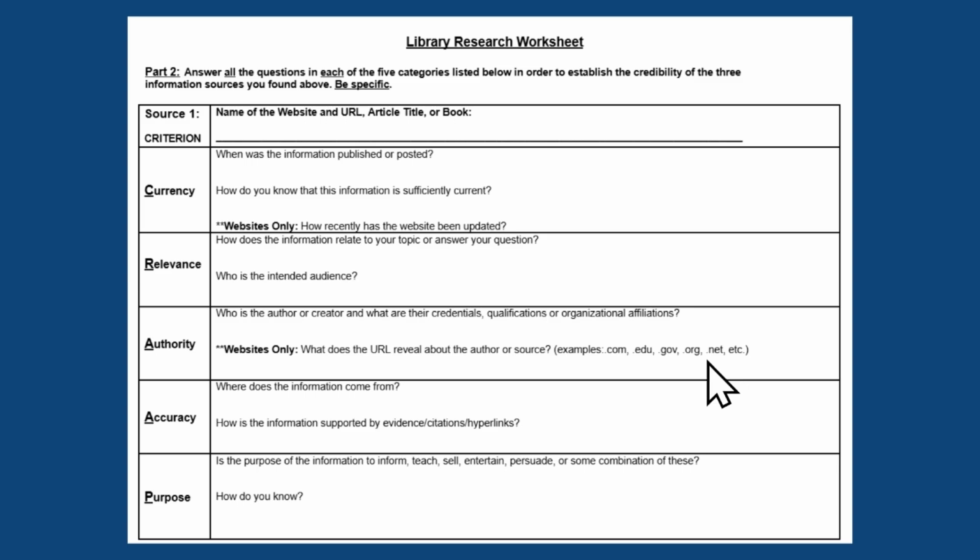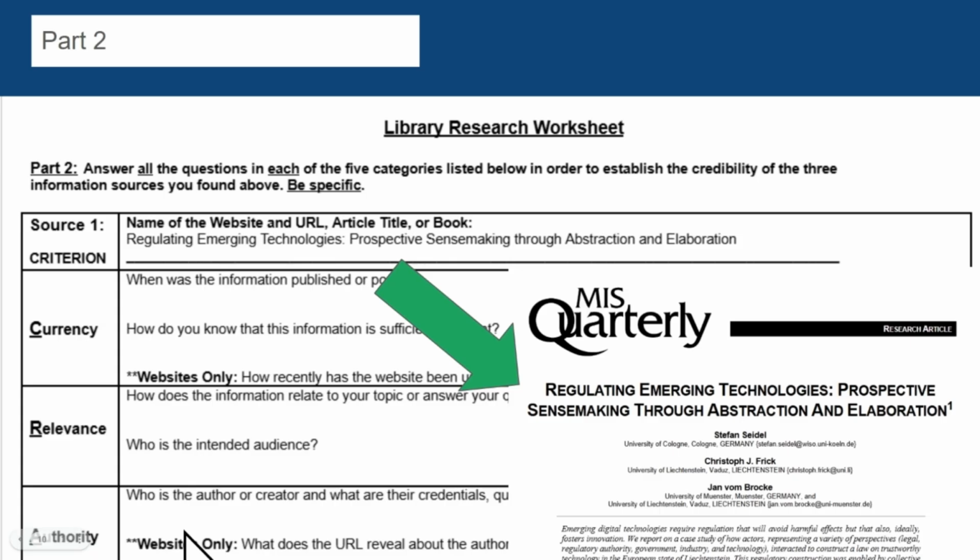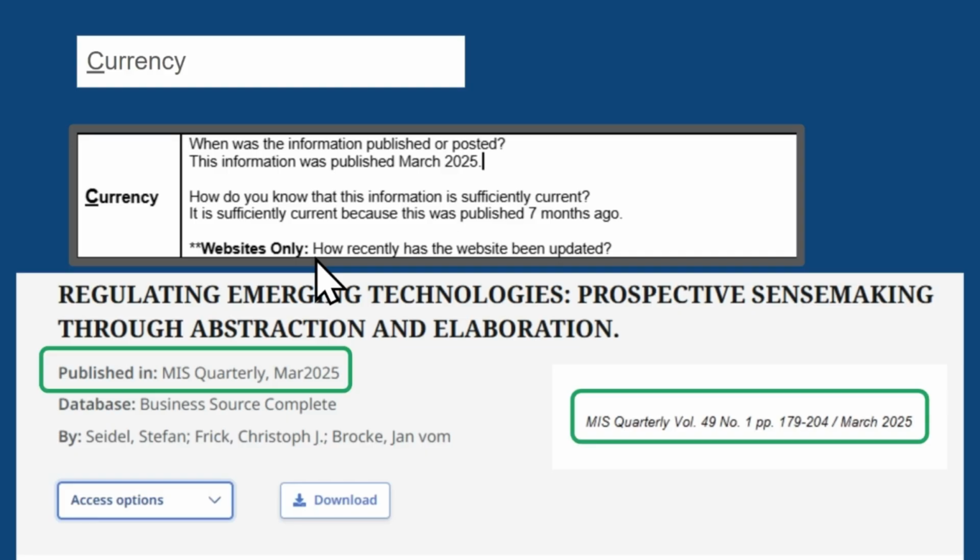In part 2, we will be establishing the credibility of the sources we select by using the source evaluation tool. We will look at the source's currency, relevance, authority, accuracy, and purpose. The first thing that you need to do in part 2 is enter the title of the source you are analyzing. Then you want to briefly describe how you know the information is sufficiently current. In this case, it was published 7 months ago. For websites, it is important to check to see when the website or web page was last updated.